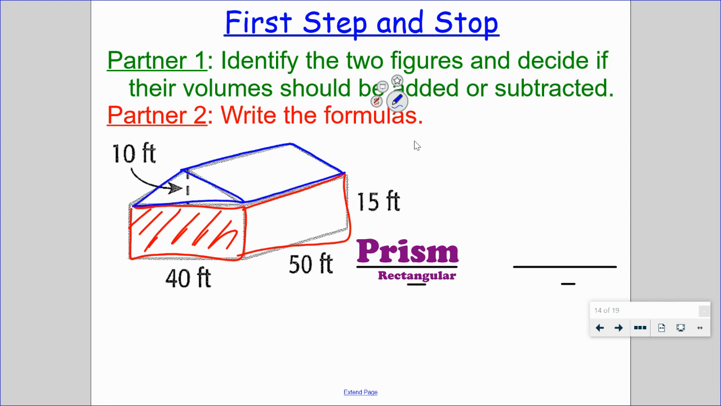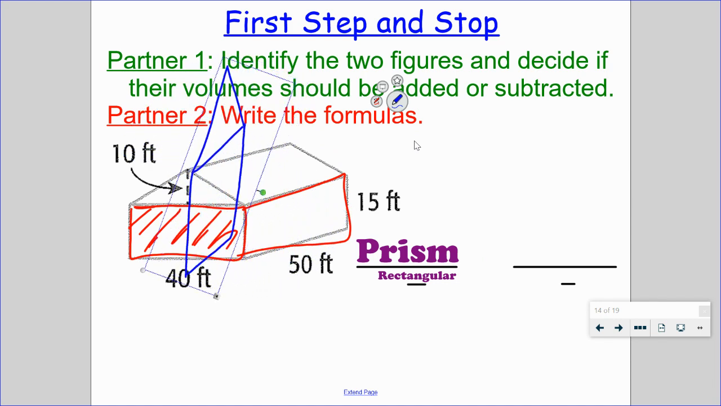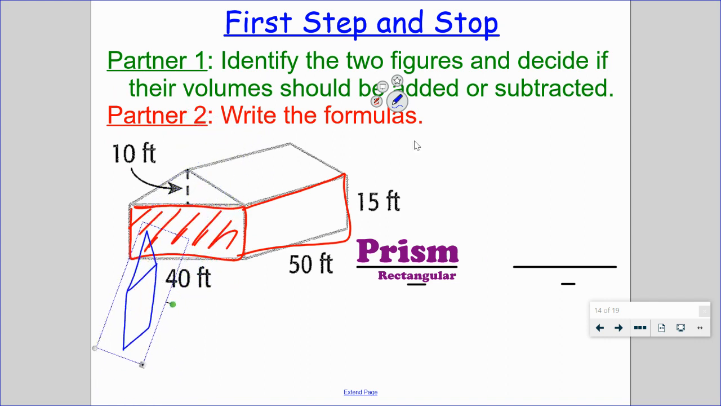Is it a prism or a pyramid? Oftentimes students guess pyramids, which is not correct. Just because you see one triangle doesn't mean that whole thing is a pyramid. In fact, it's actually a prism that's flipped over on its edge. Let me make this a little smaller so you can take a closer look.